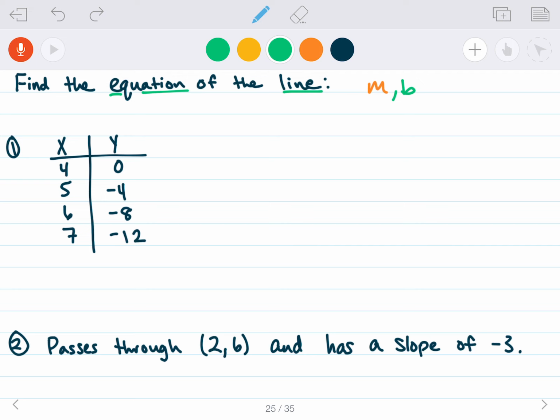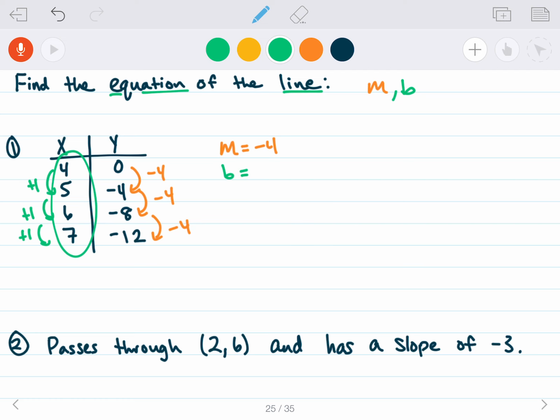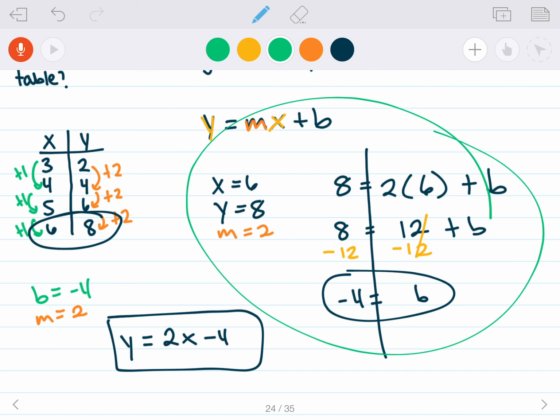If we know these two things, we know the equation. So if I look at this first one, the x's are all going up by 1. And as x goes up by 1, what's happening to y? 0 to negative 4 is minus 4. Negative 4 to negative 8 is negative 4. Negative 8 to negative 12 is negative 4. Therefore, our slope is negative 4. And our y-intercept, we're not sure what it is yet because we don't have x being 0. So we need to figure it out the way that we did in the last problem.